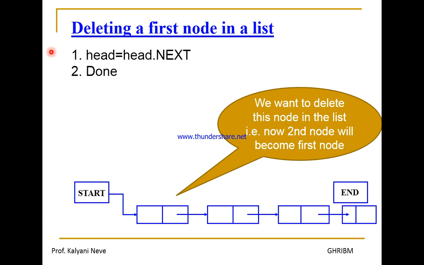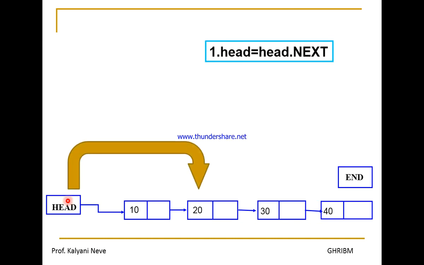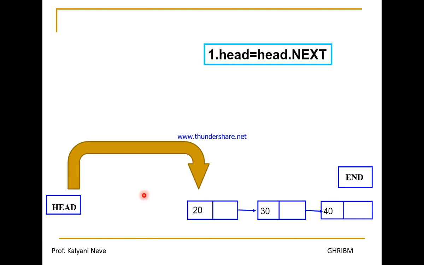Here only one step is included in this algorithm, that is head is equal to head.next. Head is this, which stores the address of the first node, but we want to delete the first node, so what will head store? Head stores the address of this node. That's why head.next. Head.next means this. Now the head represents the second node and we delete the first node.